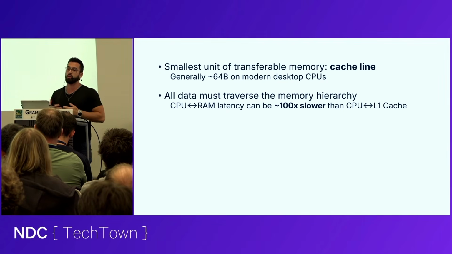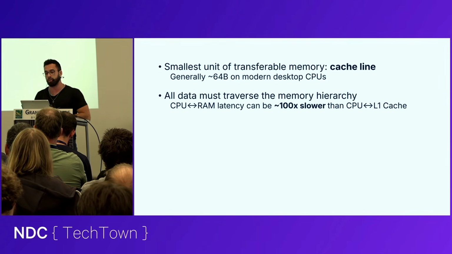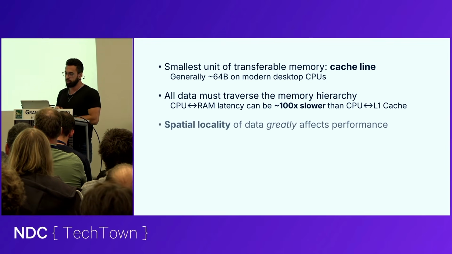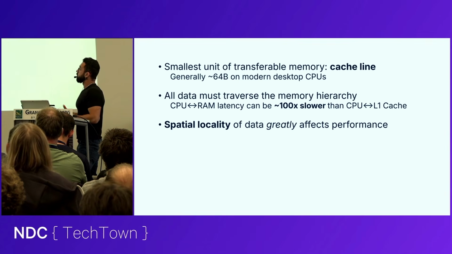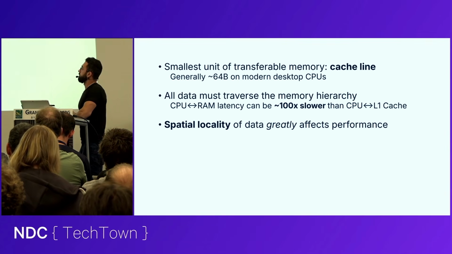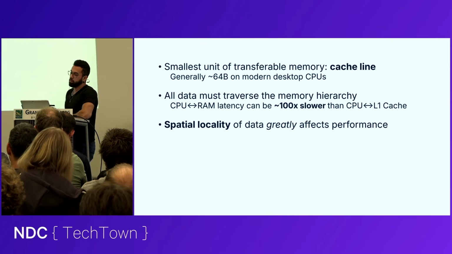So if you design your program so that the data that is used together stays together, then you will minimize the amount of memory churn that needs to happen between the cache and the CPU. So the spatial locality of data greatly affects performance, as I mentioned before, even more than big O notation and stuff like that. It's really important that you store data in the right place.